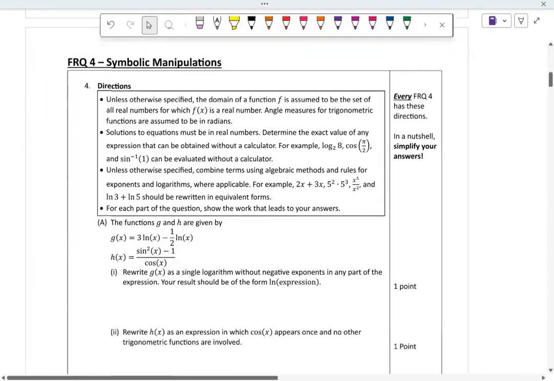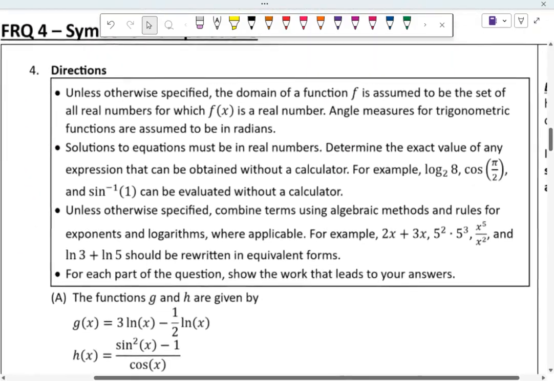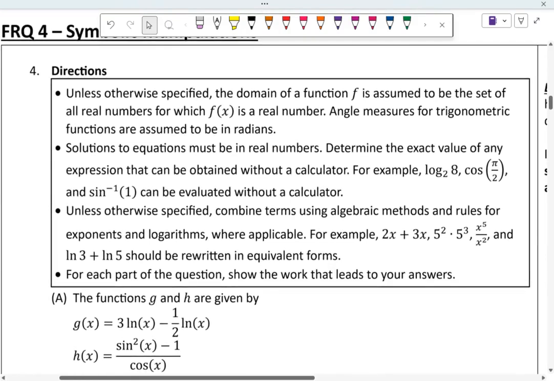All right, let's go ahead and turn the page and look at our example FRQ. Up there at the top, we have this box of directions. As I mentioned, we will always have these same directions on every single FRQ. So, unless otherwise specified, bullet point number 1: the domain of a function f is assumed to be the set of all real numbers for which f is a real number, and angle measures will always be in radians. But we already know that. Bullet point 2: solutions to equations must be in real numbers. So they do not want any imaginary answers here.